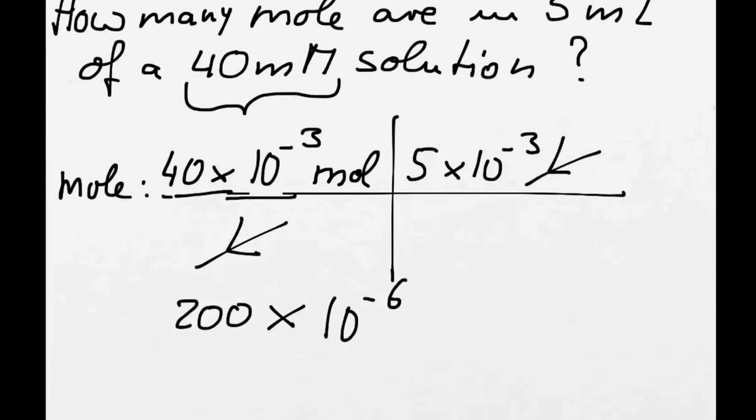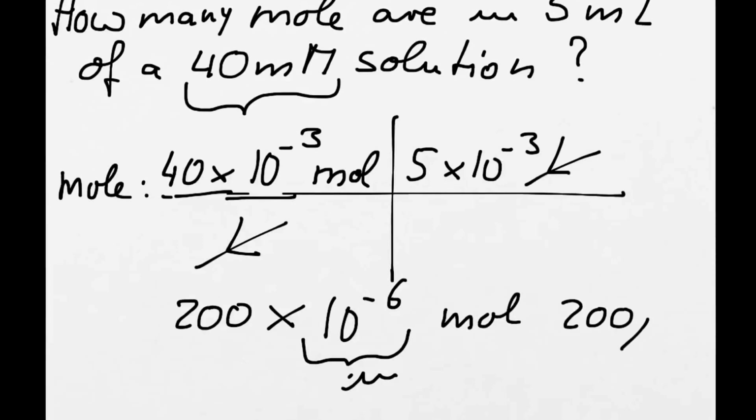You just add these together. Yeah? And I know that 10 to the minus 6, what unit is that? Micro. And of course, I forgot to write down my unit. So we've got mole. So this would be 200 micromole. Yeah? Simple.